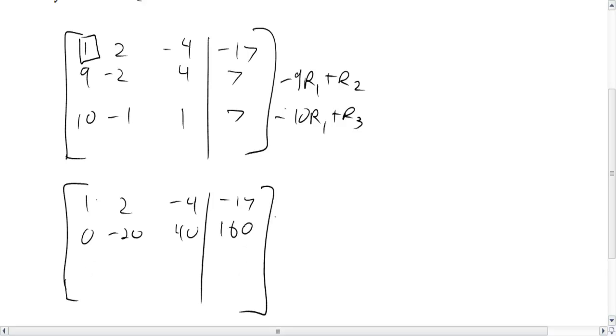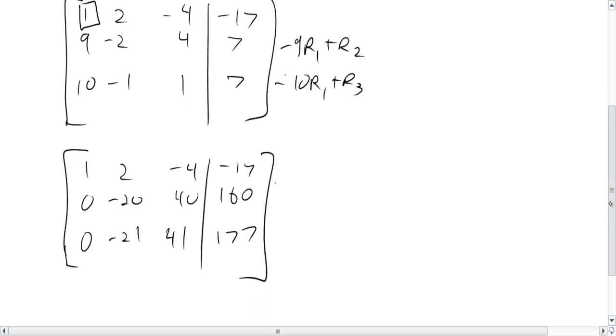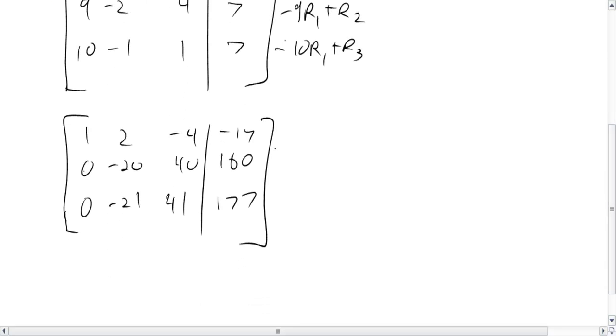Okay. Then for the bottom row, again by design that's a 0. Multiplying negative 2 times 10 is negative 20, so that makes negative 21. Negative 10 times negative 4 is positive 40, so that makes a positive 41 when you add them. Negative 10 times negative 17 is a positive 170, plus 7 makes a positive 177. And now I ask myself, have I used my first pivot completely? Am I done with it? Well, yes I am, because I have zeros below.